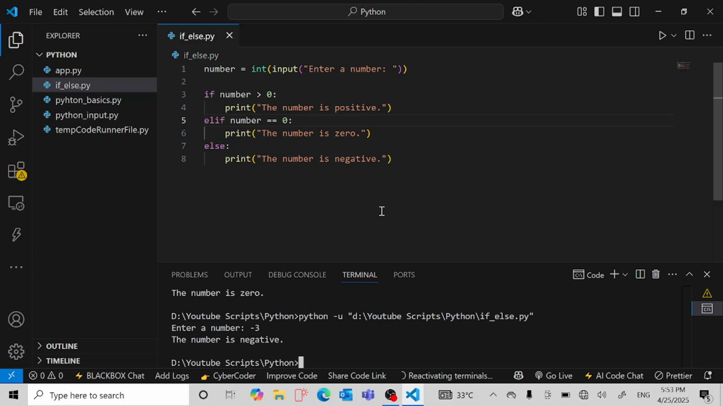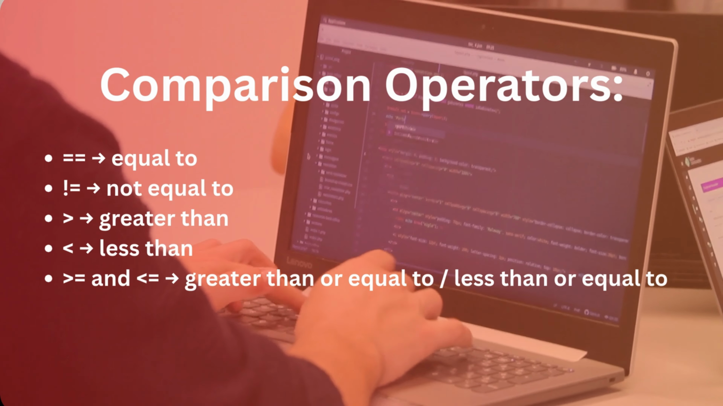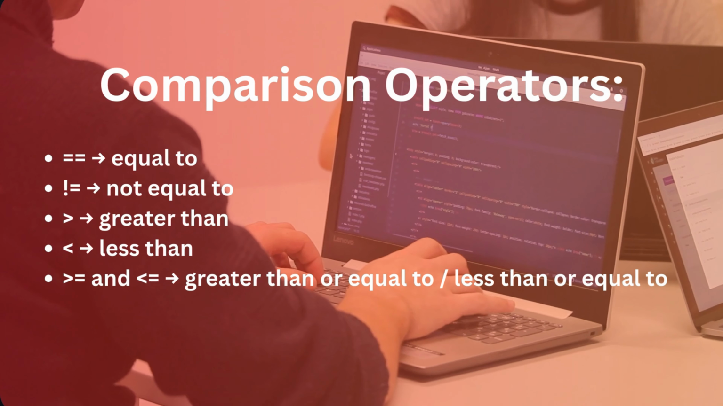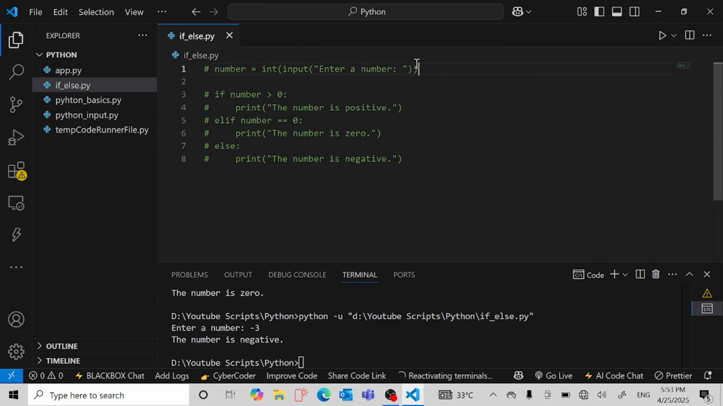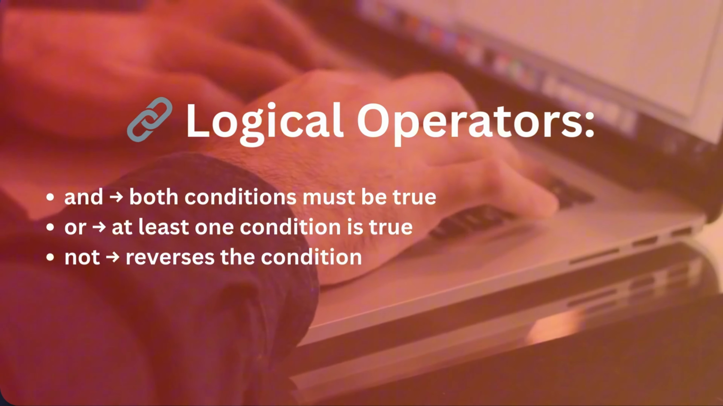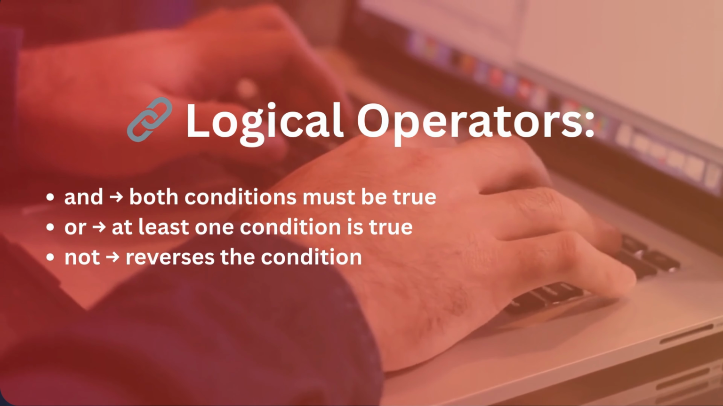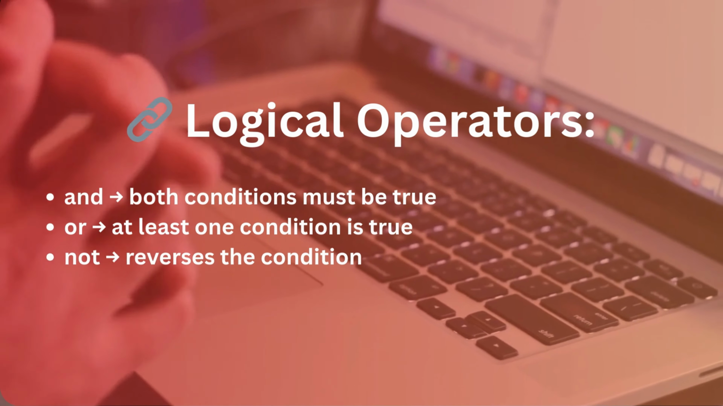Now let's go a bit further and talk about comparison and logical operators. In comparison operators, we have equal to, not equal to, greater than, less than, greater than or equal to, and at the end, less than or equal to. In the logical operators, we have AND, in which both the conditions must be true, and OR, in which at least one of the conditions must be true, and at the end NOT, which reverses the condition.